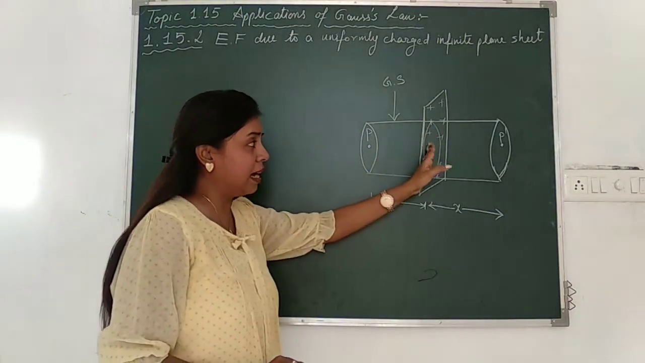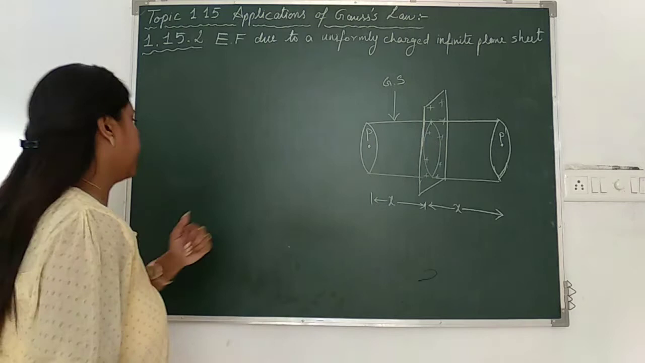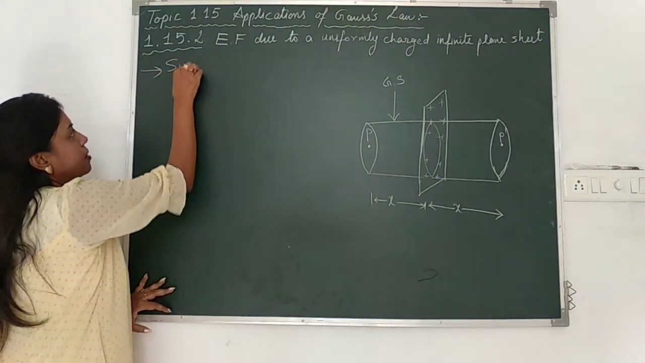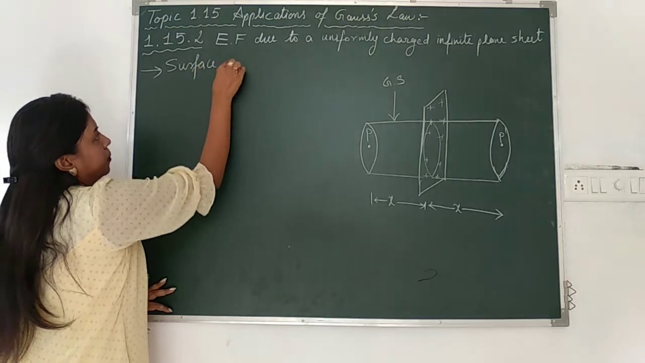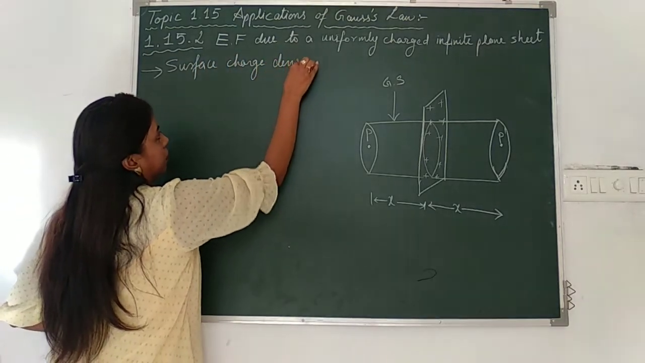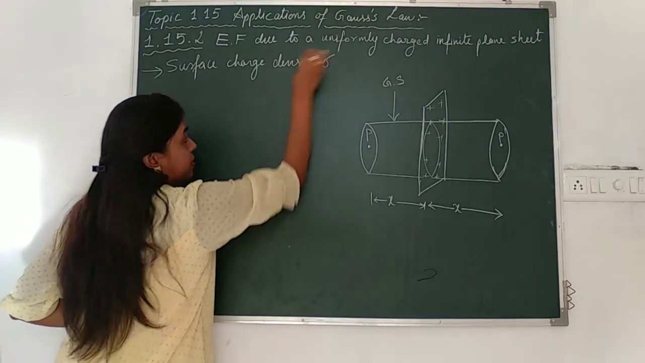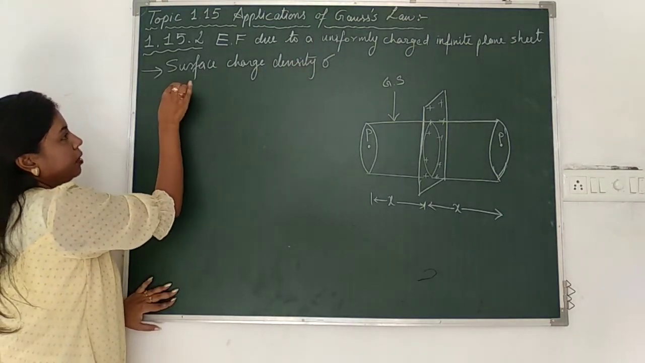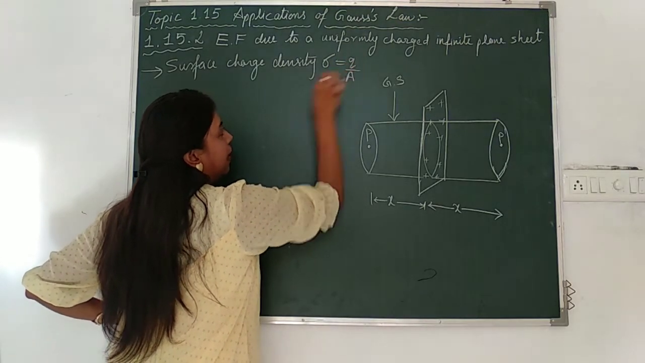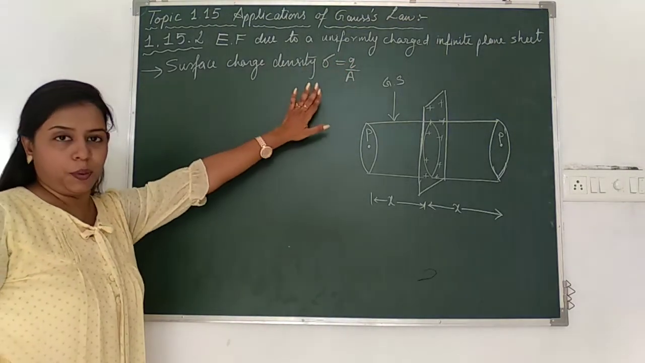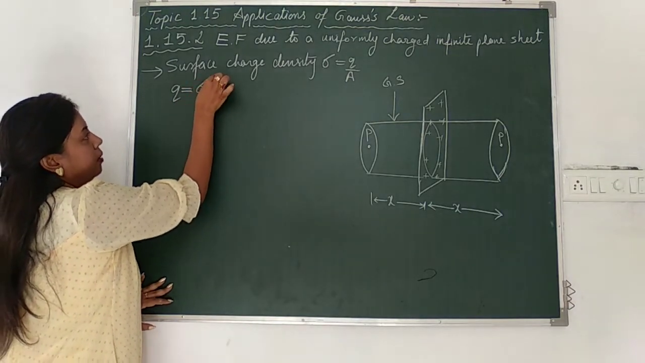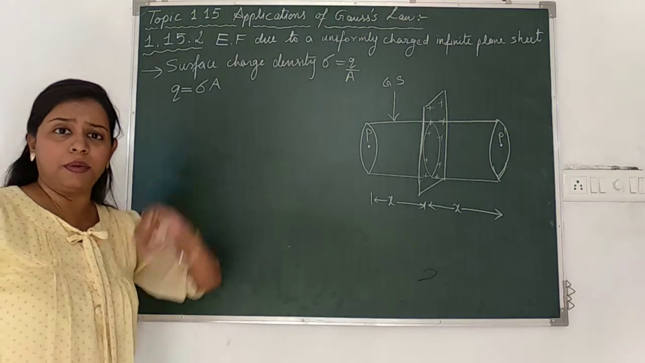So what is the charge enclosed in this? How we can calculate that? From the formula of surface charge density, sigma. What is the formula for sigma? That is Q upon area. So from this equation, we get the formula of charge, and that is sigma into A. So our first step is over.